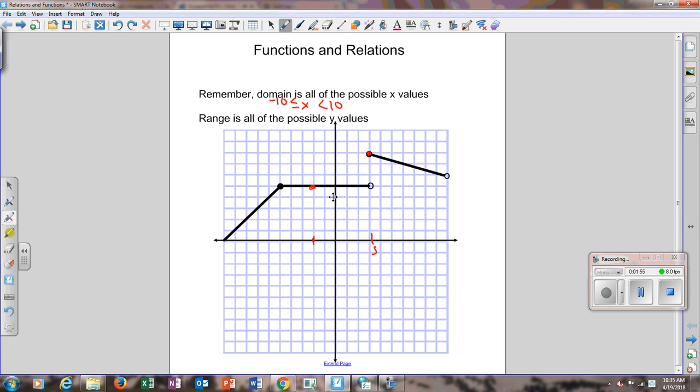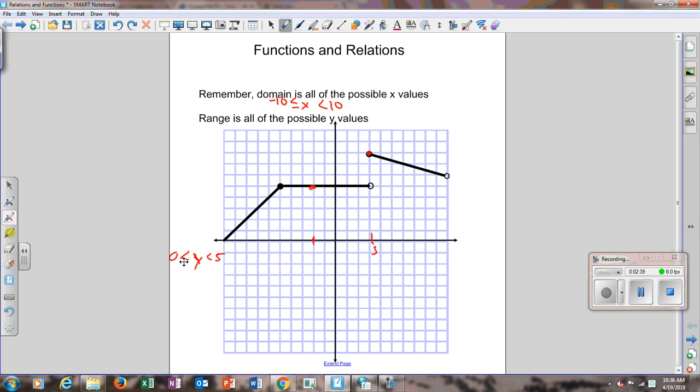All right. Now, range is all the possible y values. And so if I was asked to find the range of this function, first of all, it doesn't go below 0. So I know y has to be greater than or equal to 0. Now it goes up to 5 and stops. And then it jumps up to 8. It comes back down to 6, right? But it comes almost the whole way to 6.